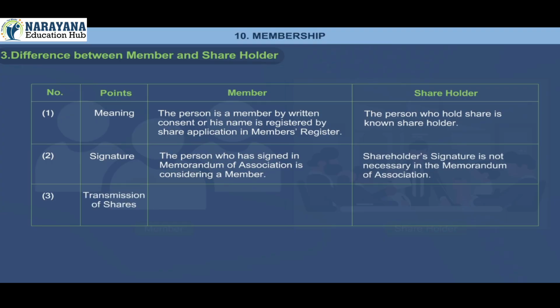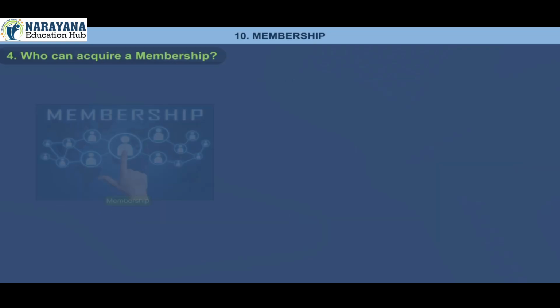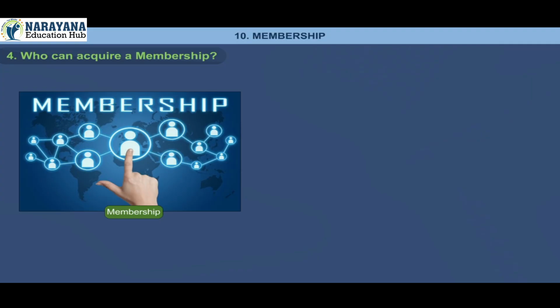3. Points: Transmission of share. Member: the legal representative becomes a member after transfer of share and entry of his name in the Register of Members. Shareholder: the legal representative becomes a shareholder after transmission of shares. 4. Who can acquire a membership?